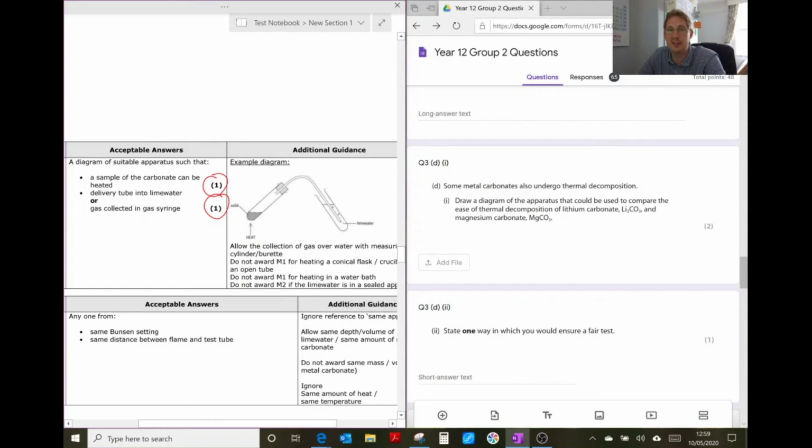Don't award if it's heated in a water bath. Don't award if it's heated in a conical flask or a crucible or an open tube. It's really easy to get these 2 marks, but lots of people didn't.